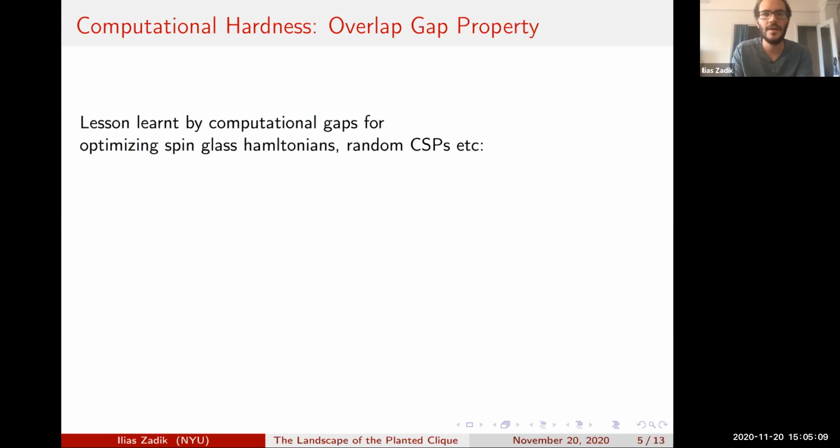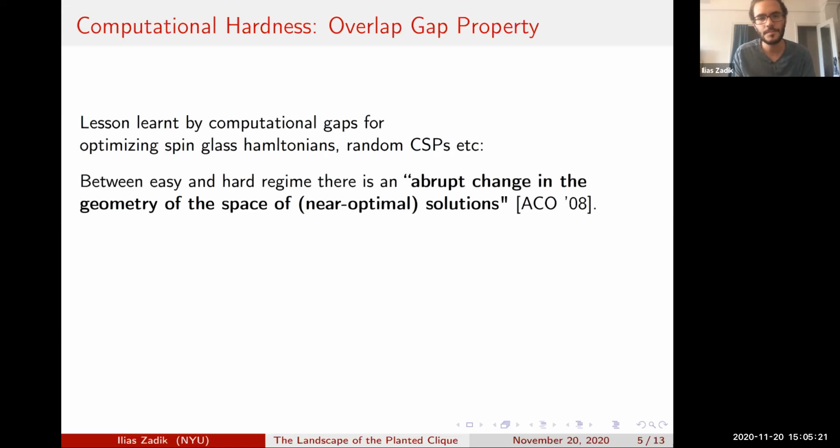Let me quickly say what this overlap property is. It's a lesson learned from statistical physics and mean field spin-glass Hamiltonians. There's a typo, I'm sorry. The lesson is as follows: a lot of times in these models, we see a gap between what polynomial-time algorithms can do and what exhaustive search algorithms can do. And between easy and hard regimes, you can understand them as a phase transition from the geometrical point of view. Specifically, if you focus on near optimal solutions in the optimization problem you care to solve, there is a really abrupt change in the geometry between the easy and the hard regime.